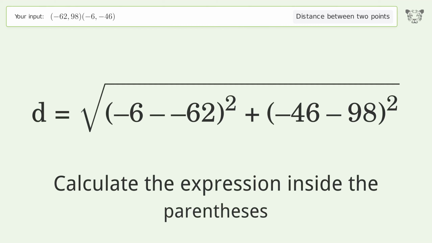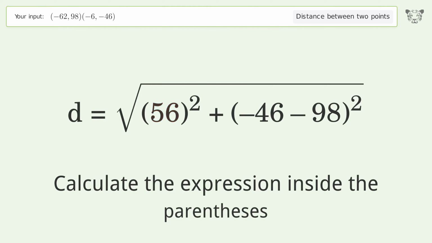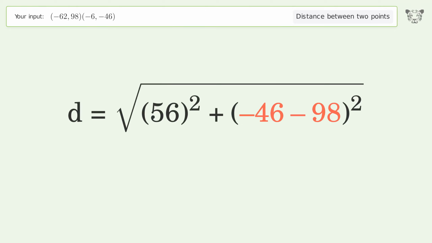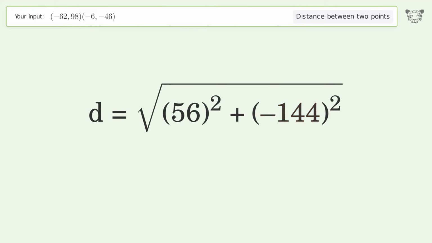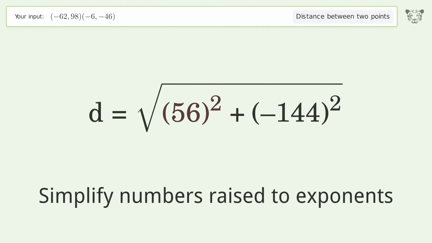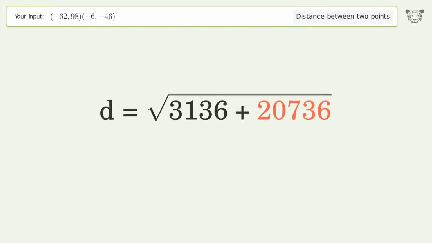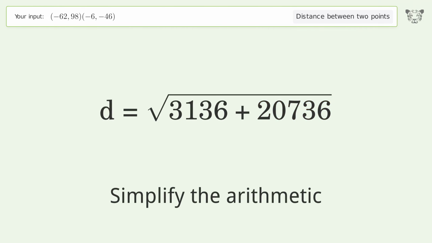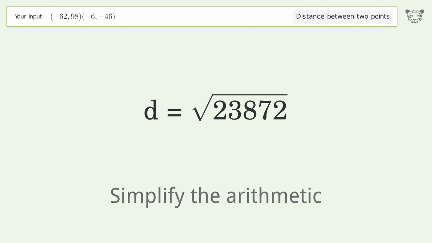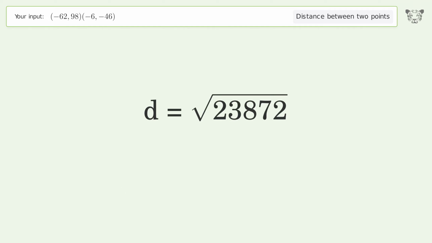Calculate the expression inside the parentheses. Simplify numbers raised to exponents. Simplify the arithmetic. And so the distance between the 2 points is the square root of 23,872, or 154.506.